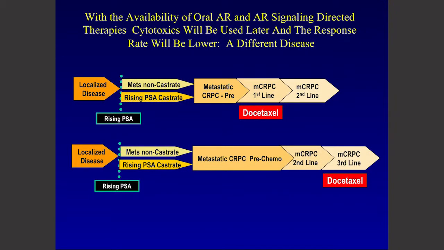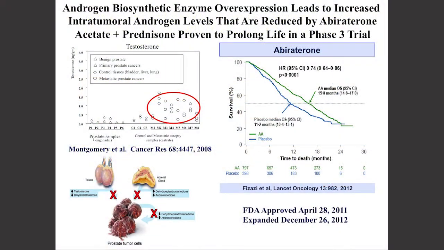So now, with effective agents in this space, Sipuleucel-T, alpharadin, abiraterone plus prednisone, and hopefully enzalutamide shortly, what you're going to see is more of these agents because they are efficacious and prolong life, and docetaxel, or cytotoxics, will likely be utilized even later. Again, you've seen the survival curves.